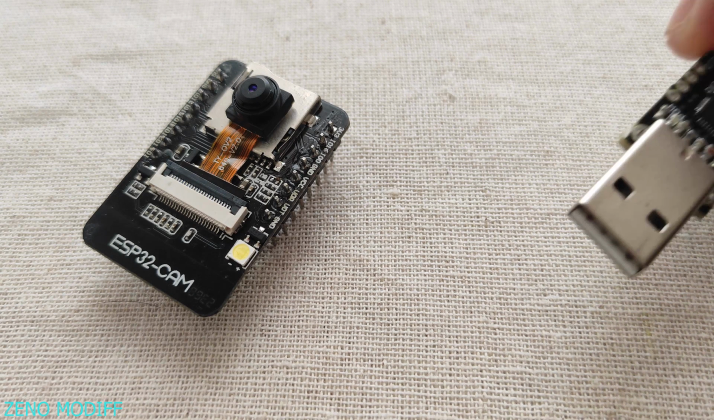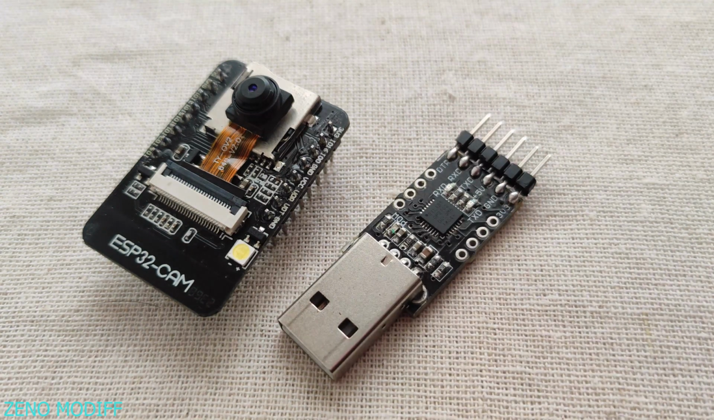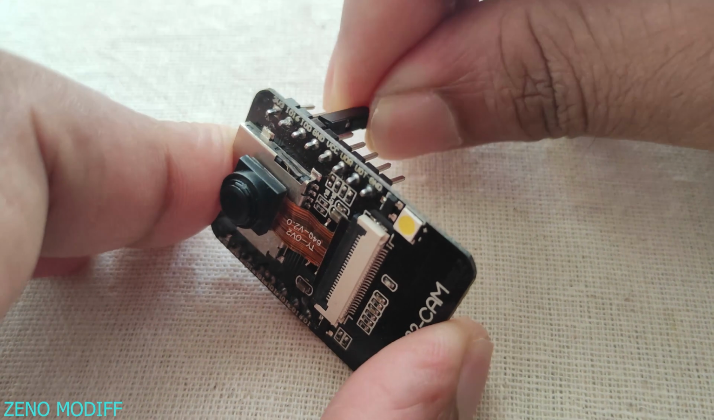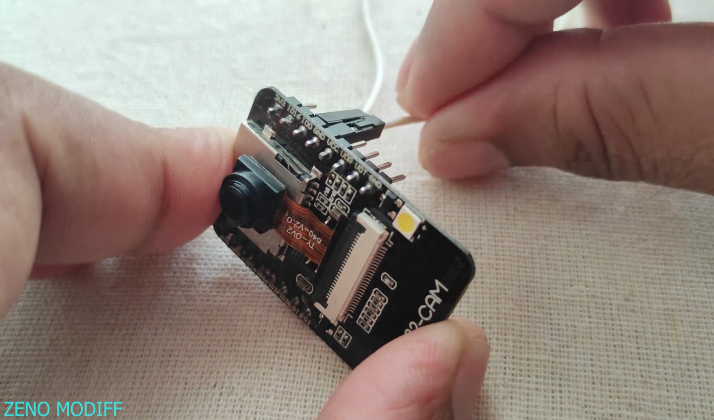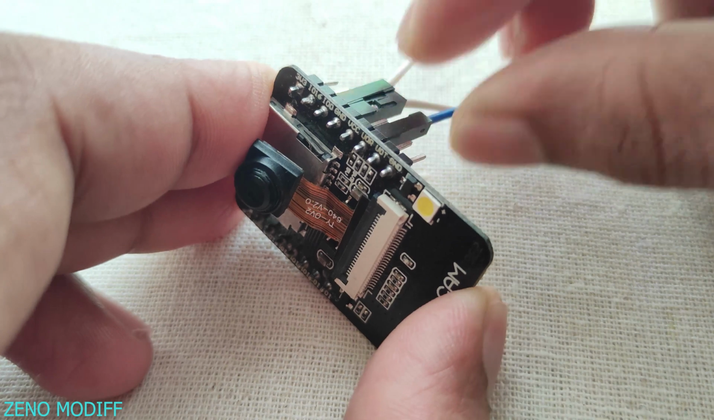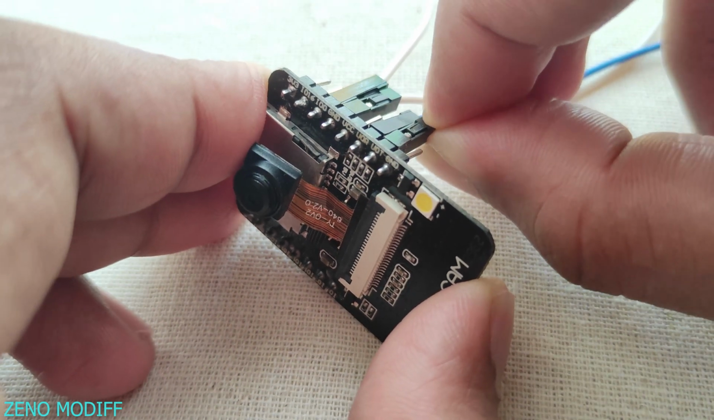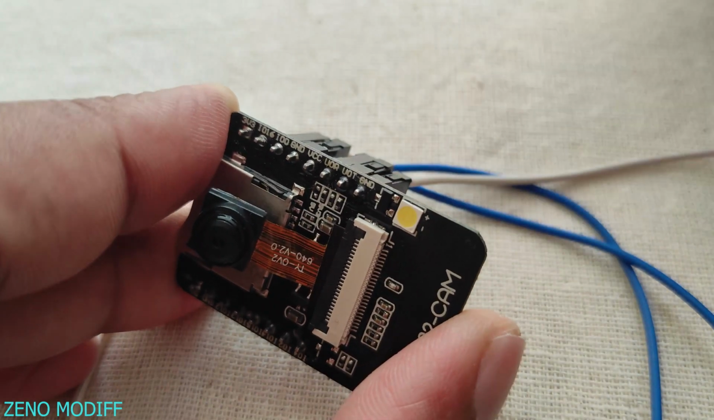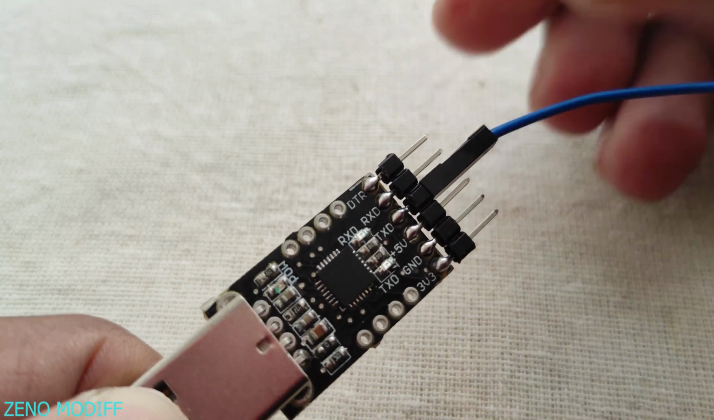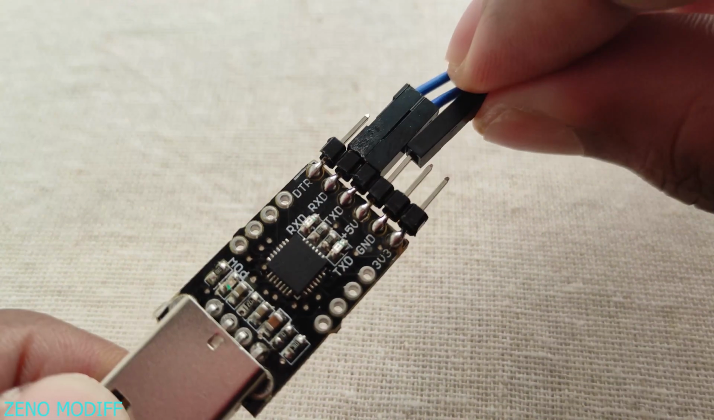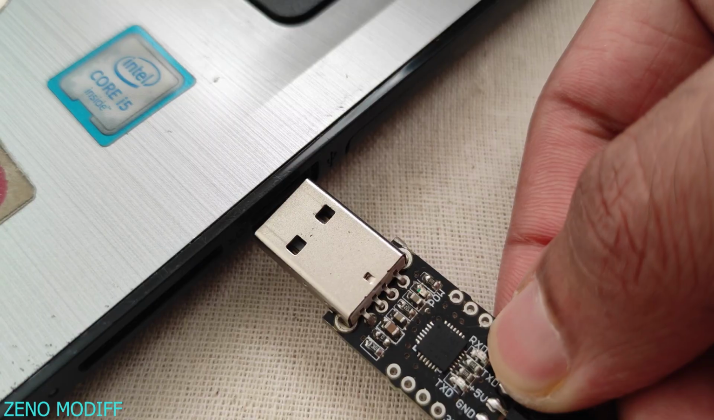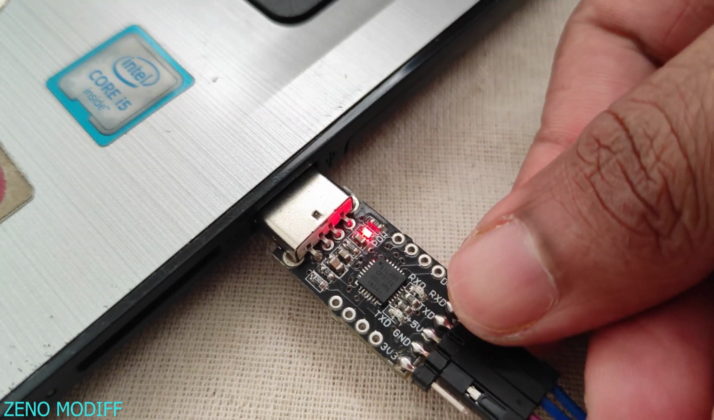ESP32 camera module can be easily programmed by using FTDI programmer. Refer the schematics before wiring so it would be more easier. Connect the jumper cable from GPIO0 to ground. Then connect the VOR pin, VOT pin, the 5V of the camera module and the ground pin of the camera module to RXD, TXD, 5V and ground to complete the wiring. Then connect the FTDI programmer to the computer.